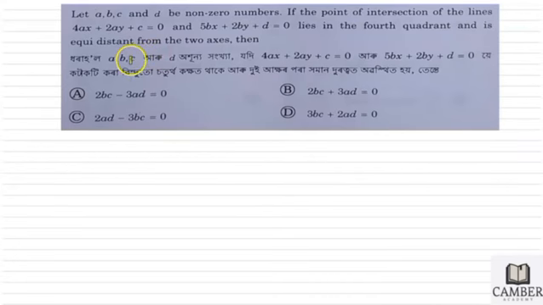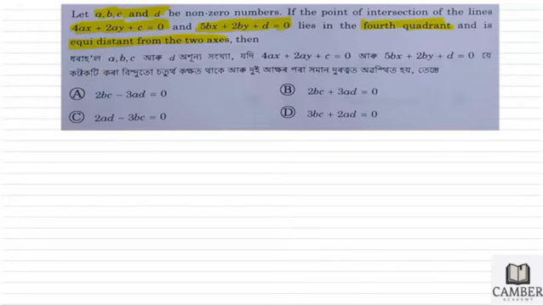This is a question from CEE 2022, Set B, question number 3. The question said, let A, B, C and D be non-zero numbers. If the point of intersection of the lines 4ax plus 2ay plus c is equal to 0 and 5bx plus 2by plus d is equal to 0 lies in the fourth quadrant and is equidistant from the two axes. So from this question we can understand that there are two lines, and these two lines lie in the fourth quadrant and their intersection point is equidistant from the two axes.